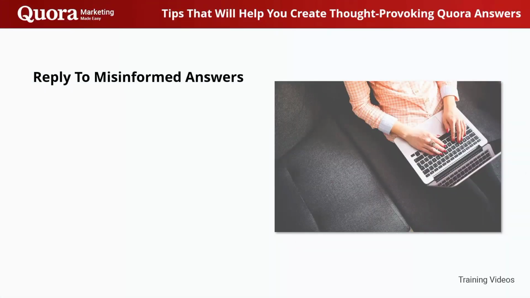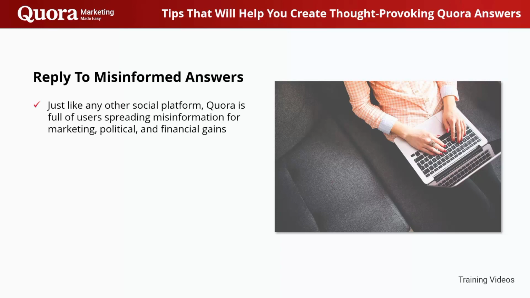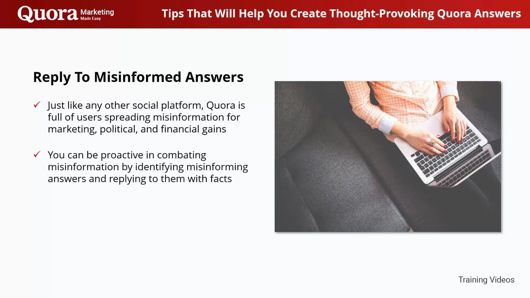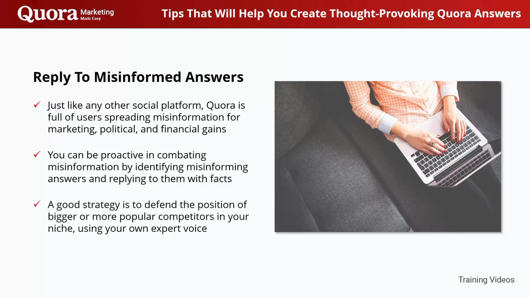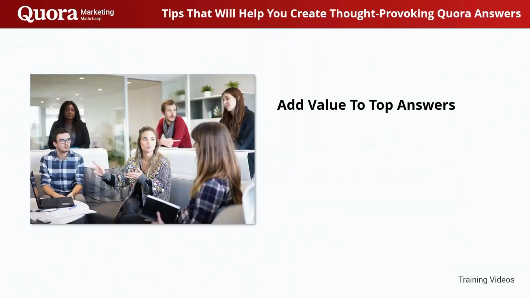Reply to misinformed answers. Just like any other social platform, Quora is full of users spreading misinformation for marketing, political, and financial gains. You can be proactive in combating misinformation by identifying misinforming answers and replying to them with facts. Use the exact same format you use when you reply to questions, and you'll see how people upvote your answer until it gets the top rank. A good strategy is to defend the position of bigger or more popular competitors in your niche, using your own expert voice. This will help you expose your brand to the audience of those competitors without you having to promote yourself.